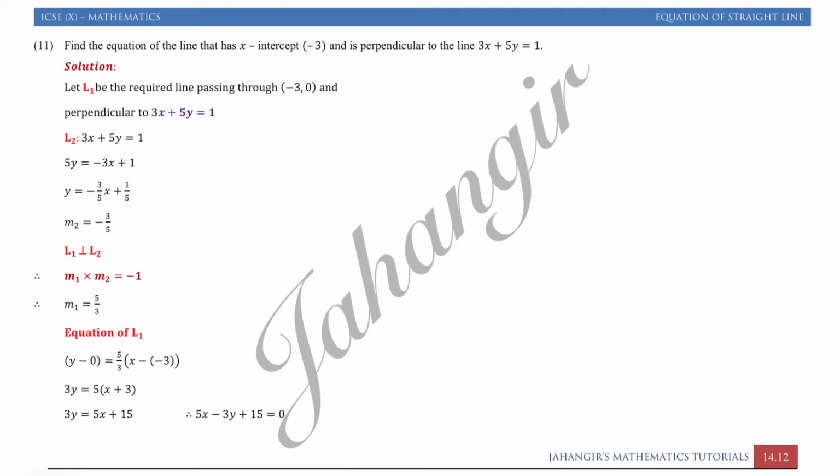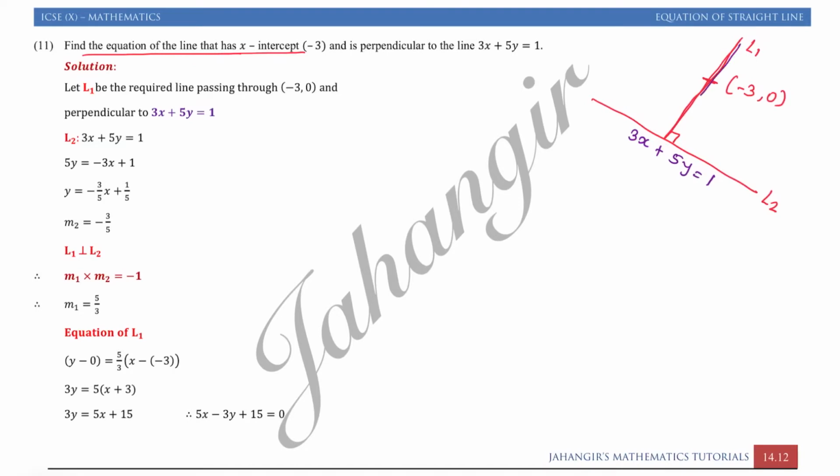Find the equation of a line that has x-intercept minus 3. Means there is a line L1, you can draw this line as L1 whose x-intercept is minus 3, means its coordinate is minus 3, 0 and it is perpendicular to another line. We can say line 2 and line 1. Always keep required line as L1. Given line is 3x plus 5y is equal to 1.